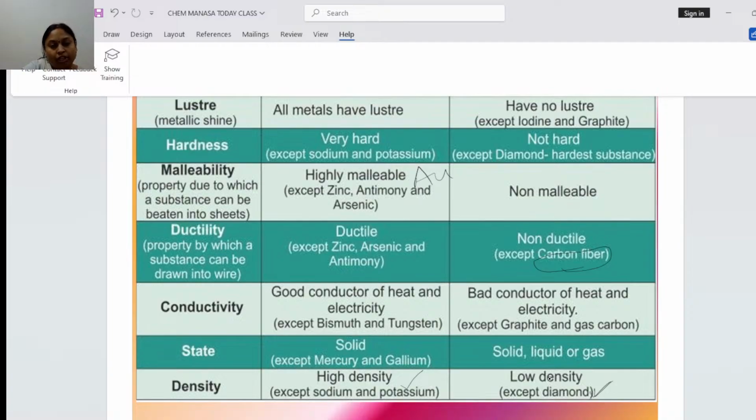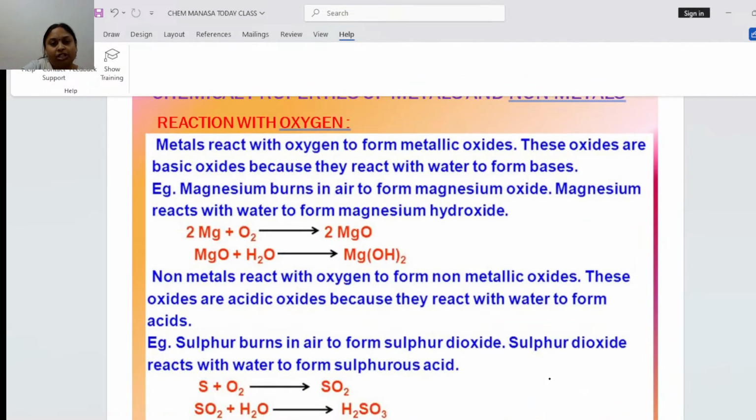So now we will go for the chemical properties of metals and non-metals. This is a very important concept. When metals react with oxygen, that is, when metals burn in the air, we get metallic oxides. Metallic oxides when dissolved in water give the respective bases. So metal oxides and metal hydroxides all will be considered as bases only.